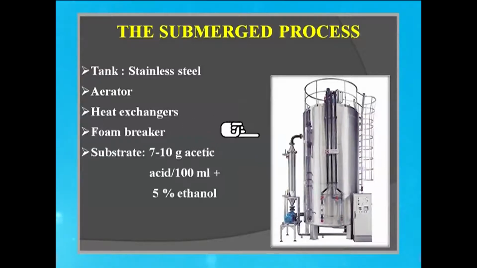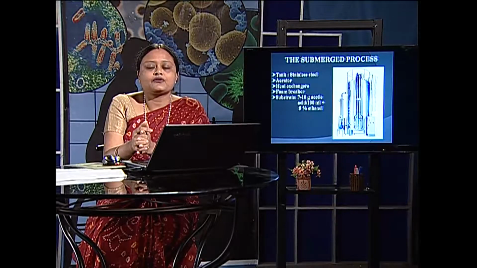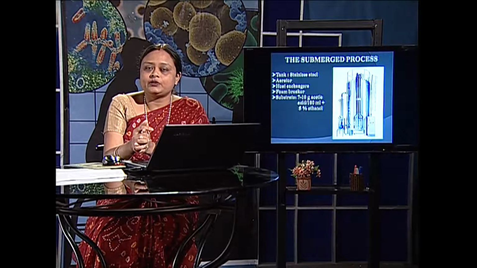In this whole system, there are all these apparatuses housed inside, and we incorporate the substrate at a rate of approximately 7 to 10 gram of acetic acid per 100 ml, also containing 5% ethanol. So the starting material is acetic acid plus ethanol. Why? Because the Acetobacters require an acidic pH, and that is why acetic acid is incorporated to lower the pH and to see that the Acetobacters have a common environment for growth. And wine or ethanol is most often the substrate which the organism will be converting.